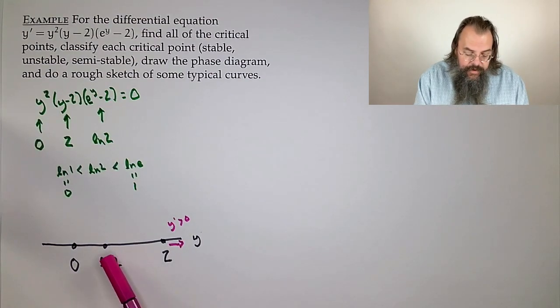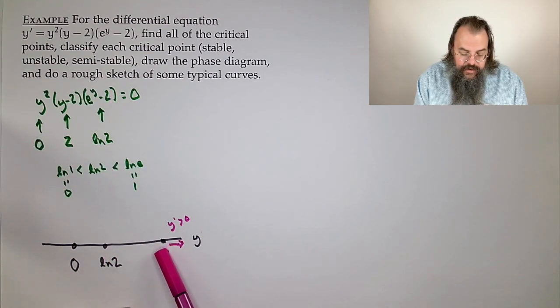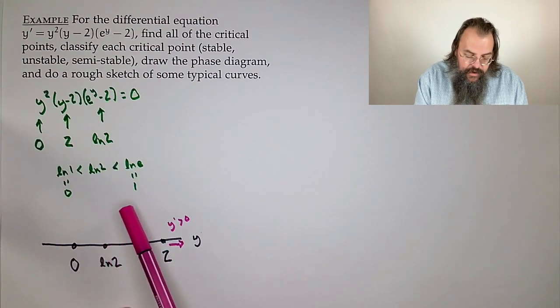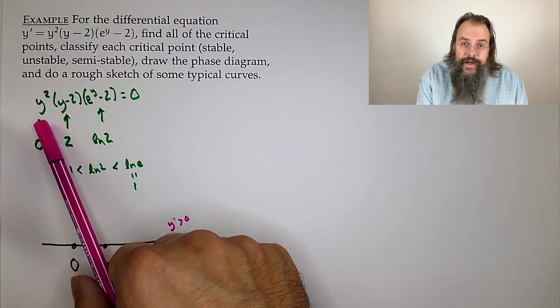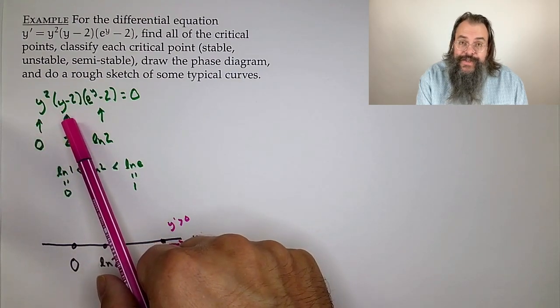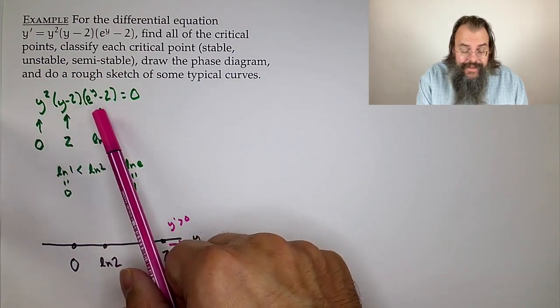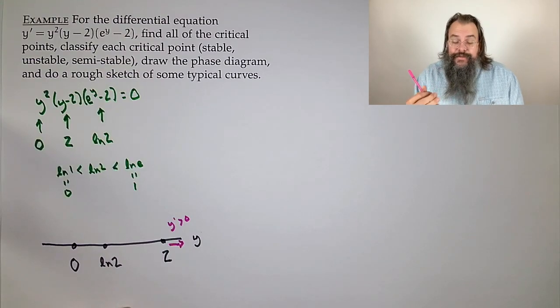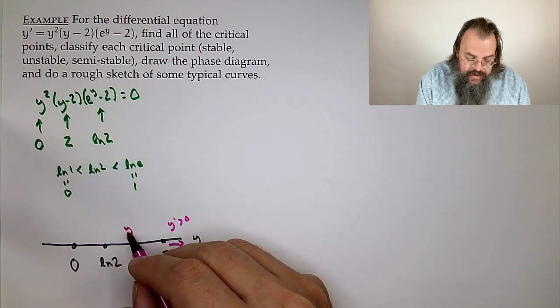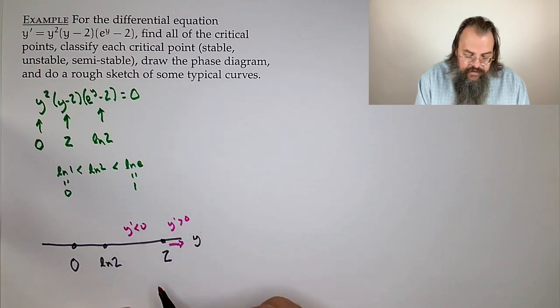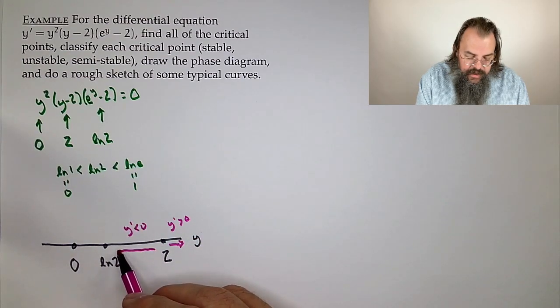All right, between log 2 and 2. Well, we said log 2 is below 1, so I can pick 1, because that's below 2. 1 squared, positive. 1 minus 2, negative. e minus 2, positive. So positive, negative, positive says this is negative. So we're going to be moving down.